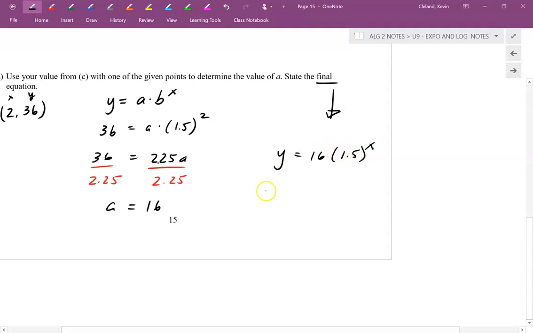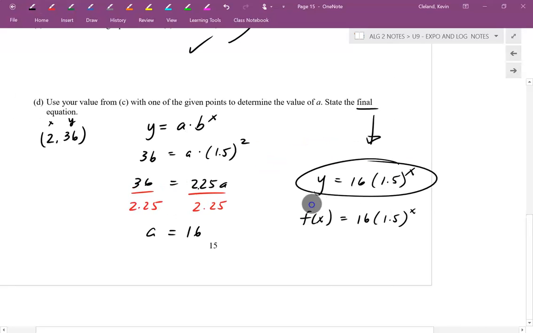An important note, if they want function notation, if it says create a function, you have to write f of x equals. But this one doesn't. So we're good to go with either of these equations. Okay.